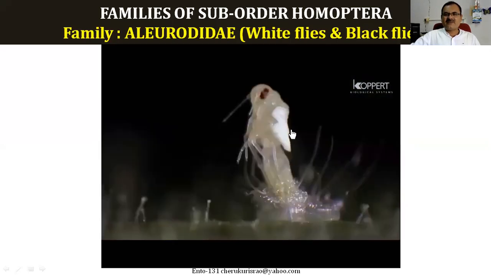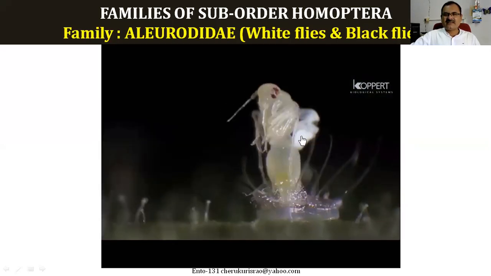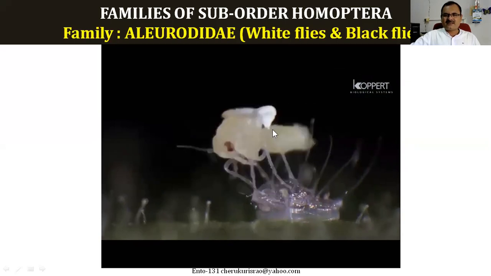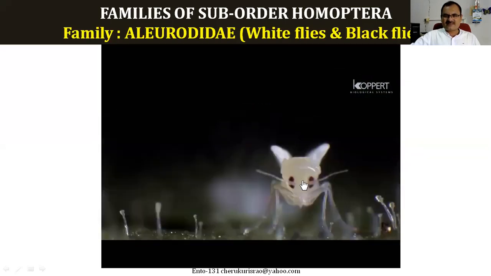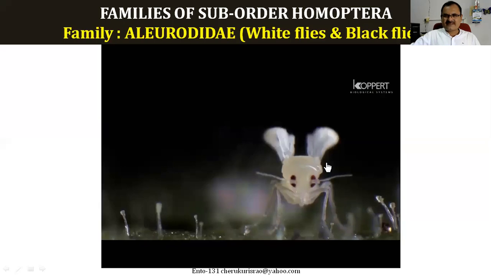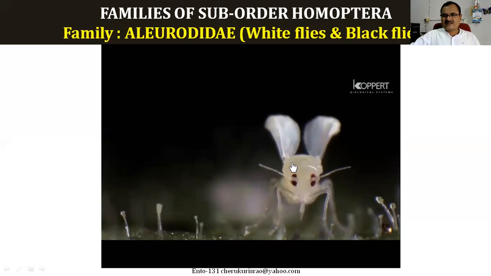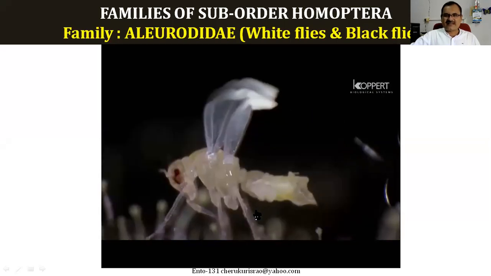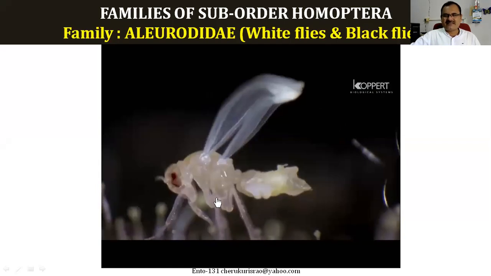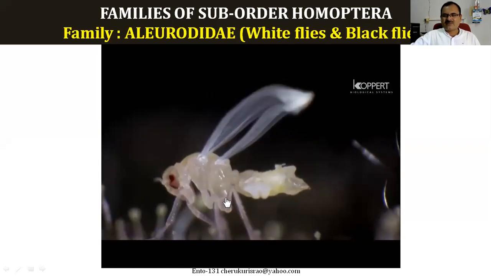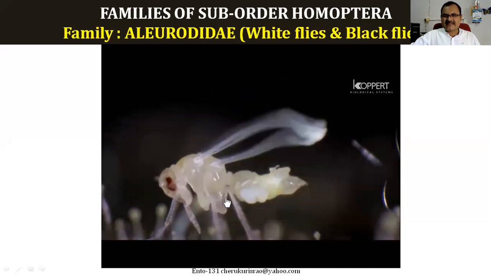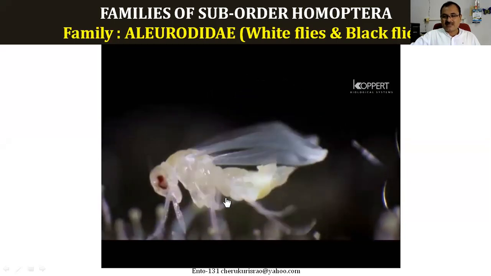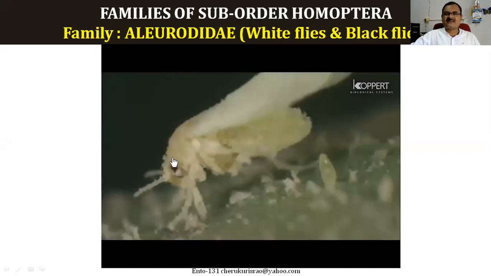And adults have folded wings, and now you can see the wings are getting unfolded. Yes, nice. You can see the body is yellow in color, whereas the wings are white. That is the reason we call them white flies. So now this adult is ready to fly and ready to mate with the other sex and also produce the eggs, either sexually or asexually. So yeah, these are the adults.